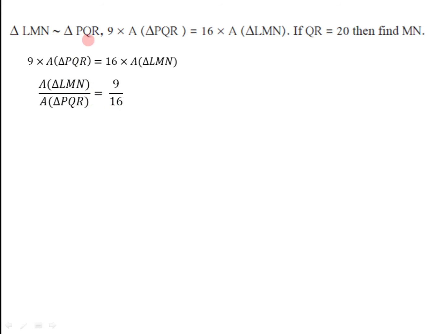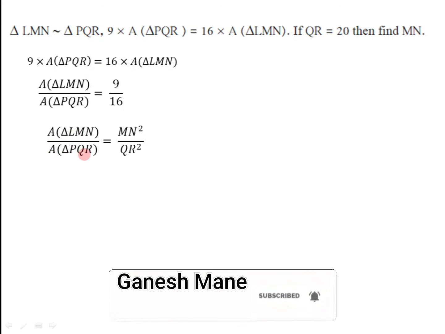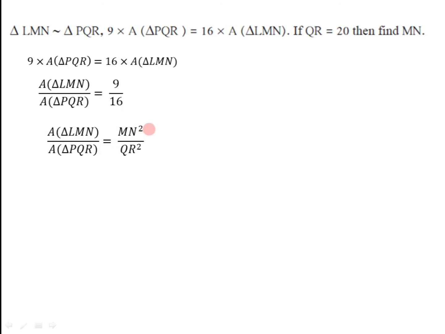But these two triangles are given to be similar. So if we use the theorem of areas of similar triangles, by that we can write area of triangle LMN divided by area of triangle PQR is equal to MN square divided by QR square, as MN and QR are the corresponding sides of these two triangles. And in this question, we are given QR and we have to find MN. That's why we have taken this pair of corresponding sides. And this is by the theorem of areas of similar triangles.